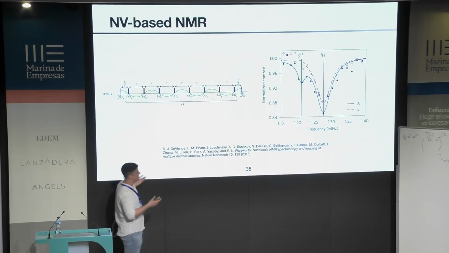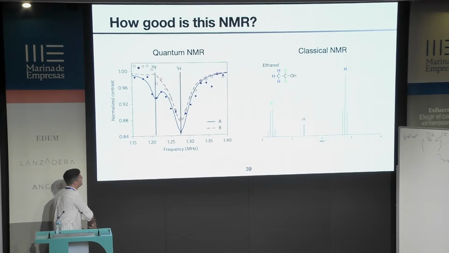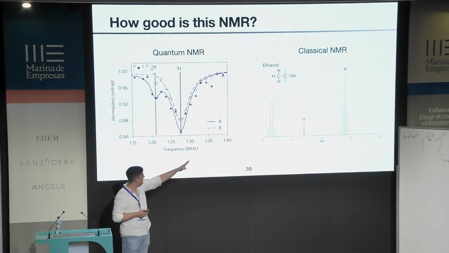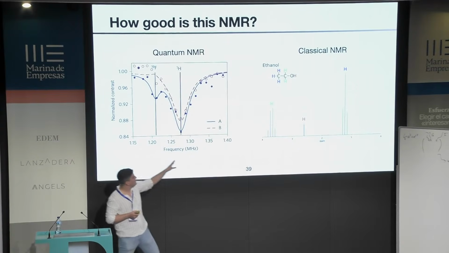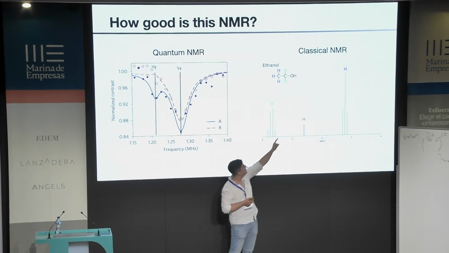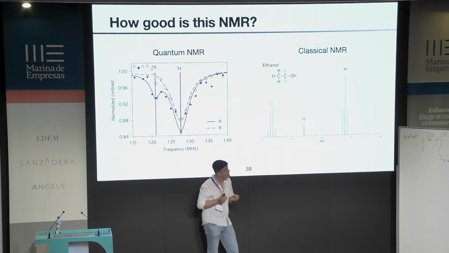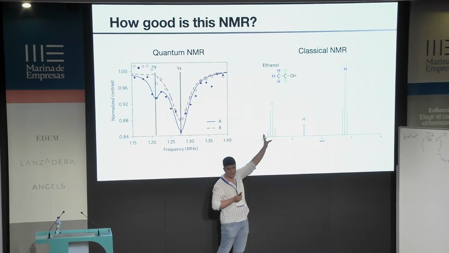So NMR solved or not? Because now let's see how good this is. This is the quantum NMR, and that's a classical NMR, again, of ethanol. So for example, all of these peaks come from hydrogen. Why do we have so many frequencies coming from hydrogen? Because they are in different positions inside of a molecule.